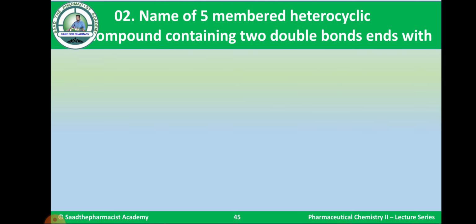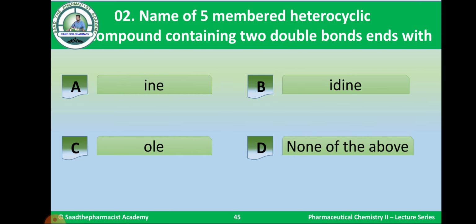Question number 2: the name of 5-membered heterocyclic compounds containing 2 double bonds ends with, and the options are as follows. A is INE, B IDINE, C OLE, D none of above. The correct answer is OLE. As you know from the different rules of heterocyclic compounds, we have studied that the name of a 5-membered ring containing 2 double bonds ends with OLE. Therefore the correct answer is C, OLE, for question number 2.